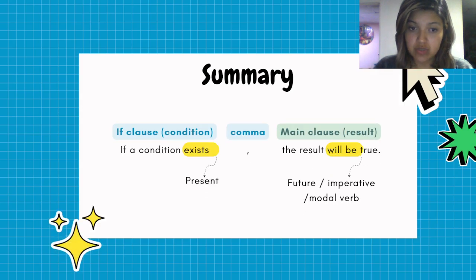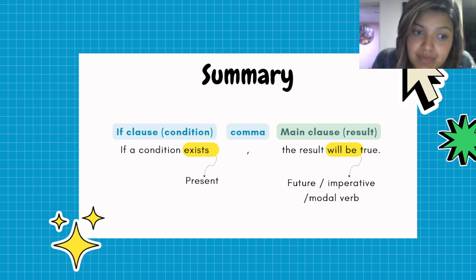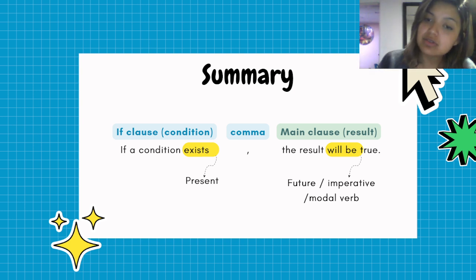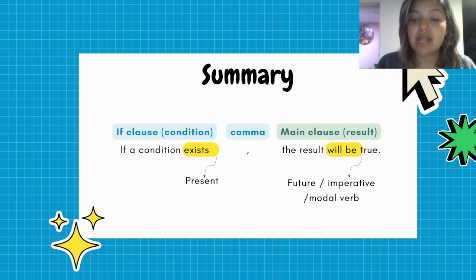So, we're going to summarize the topic. We're going to remember that there are two clauses in one sentence to express a future condition. So let's see, in the first clause, the if clause, a condition exists in the present, comma, then the main clause, the result. The result will be true in the future, imperative or modal verb, but we can also invert the order.